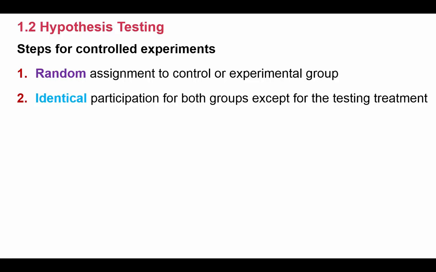Now, moving towards the end of section 1.2, we talk about some other things associated with controlled experiments. For example, the steps. First, it's important that you do random assignment to the control or the experimental group. Meaning if you have two groups, you just randomly select one to receive the independent variable and the other to not. Number two, identical participation for the groups except for the testing treatment. So everything needs to be controlled. Like I said, you want to have about the same types of participants. You want them to receive the same amount of sleep. Everything else about them should be the same except for one receives vitamin C and the other does not.